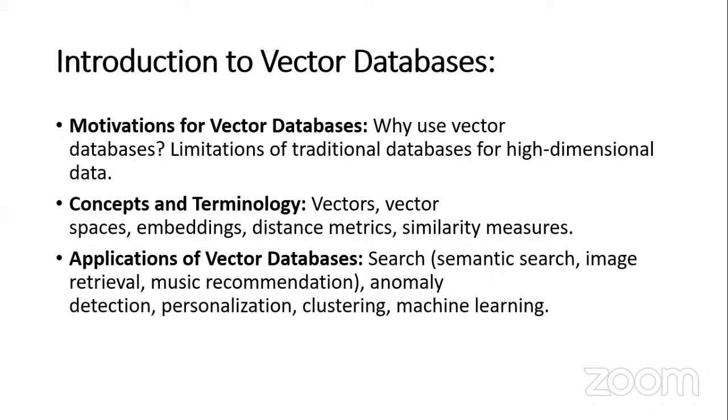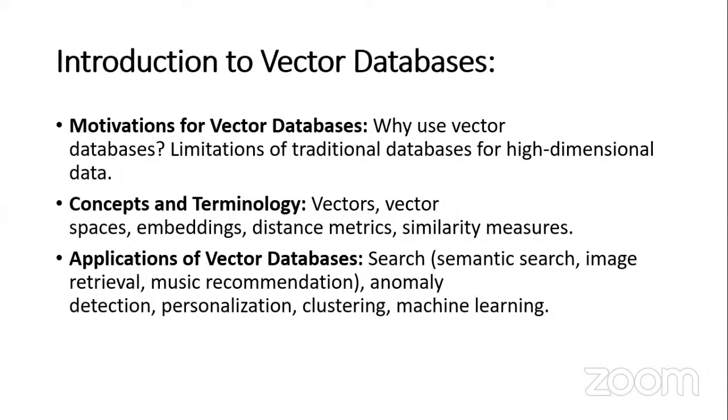So let's try to understand what a vector database is, why we use these vector databases, and what the limitations are. Basically, traditional databases cannot handle the high dimensional big data that we usually come across. That's the reason we use something called vector databases. We'll try to understand certain concepts and terminologies like what vectors are, what vector spaces are, what embeddings are, what distance metrics are, what similarity measures are, etc.